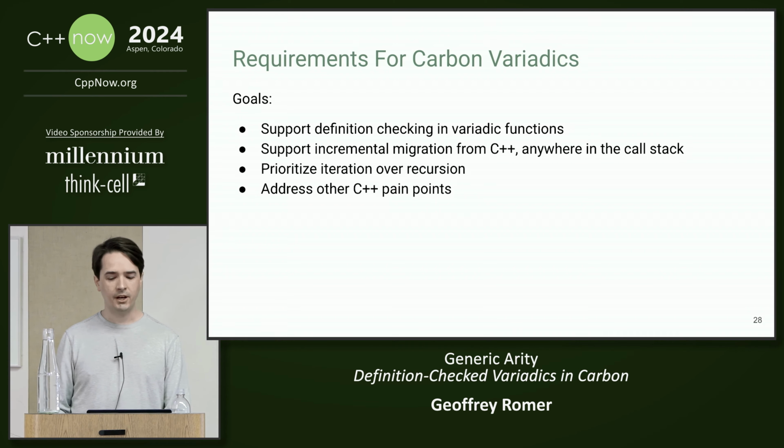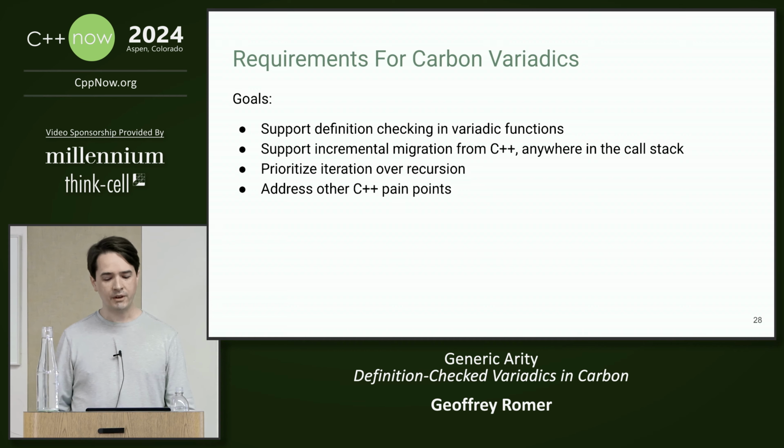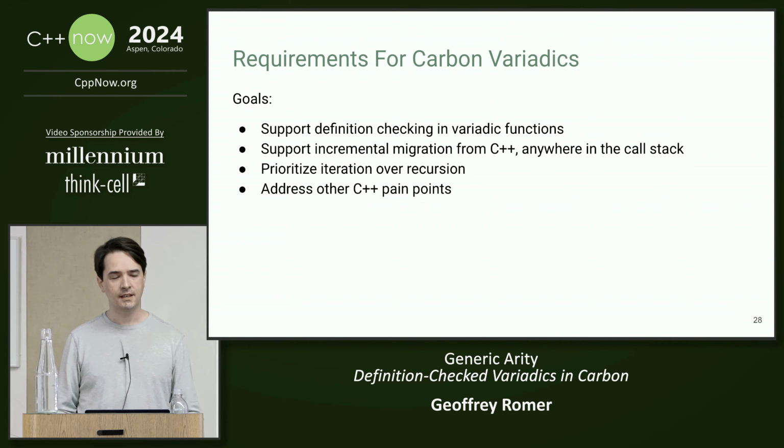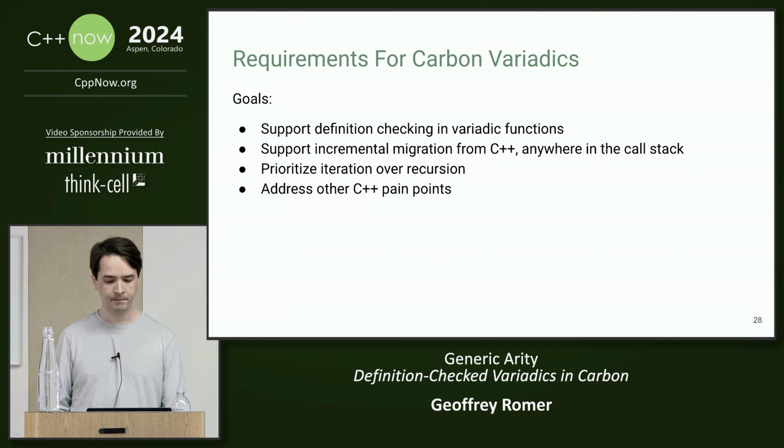So when we're looking at adding Variadics to Carbon, our main goal is to make sure that the benefits of Carbon generics also apply to functions that have generic arity. In particular, we want them to support definition checking, and we want to provide that incremental migration path from C++. We also have a couple goals that are more specific to Variadics. We want a programming model that emphasizes iteration rather than recursion. That avoids some performance problems that I'll explain in a little bit. And it's also easier to reason about because most people find iteration easier to reason about than recursion.